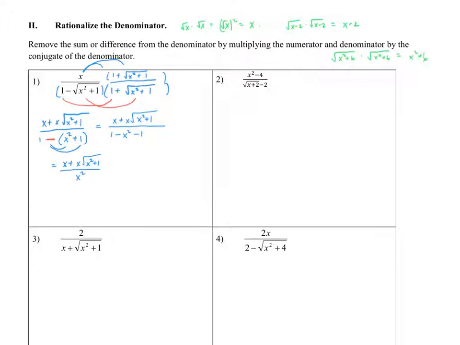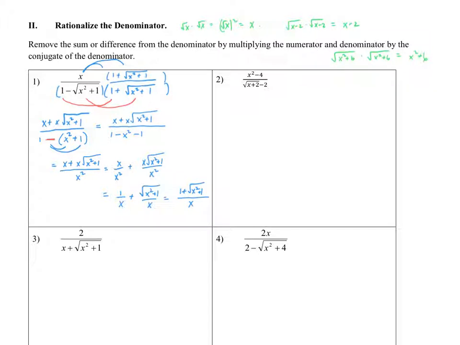We can simplify further. Let's rip the fraction apart. Now we can see that we can take out an x in both parts. So our final answer will be 1 over x plus root x squared plus 1 over x. Another equivalent answer would be 1 plus the square root of x squared plus 1, all divided by x.